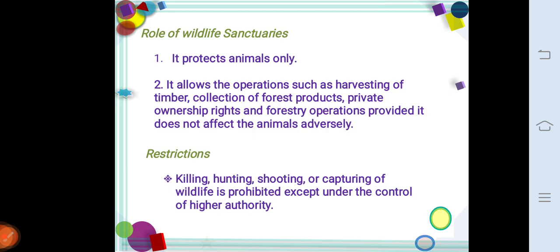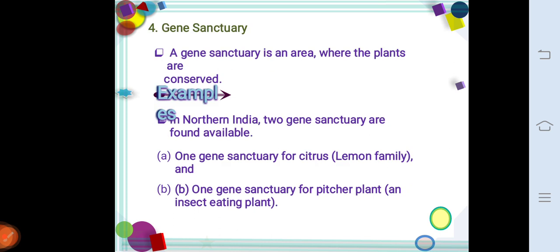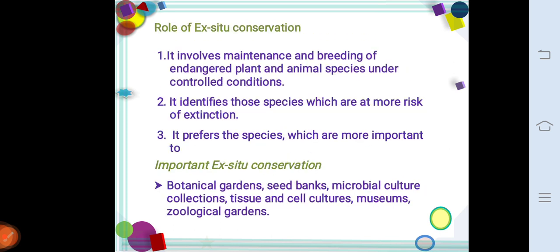Role of ex situ conservation: it involves maintenance and the breeding of endangered plant and animal species under controlled conditions. It identifies those species which are at more risk of extinction. It prefers the species which are more important. Some important ex situ conservation methods: botanical gardens, seed banks, etc. Methods of ex situ conservation: natural plant genetic reserves, etc.